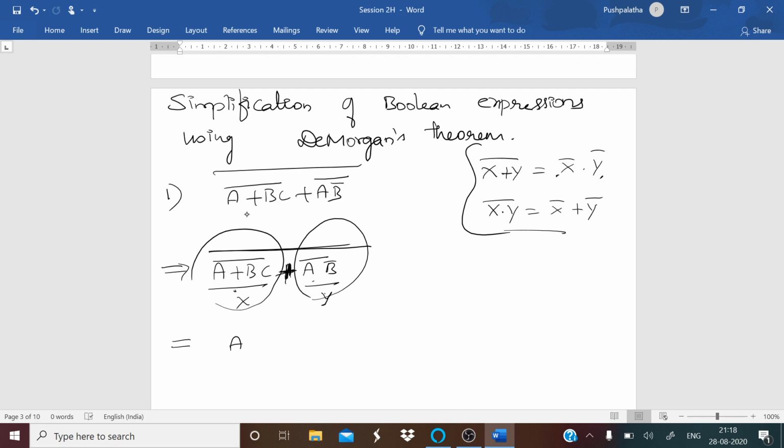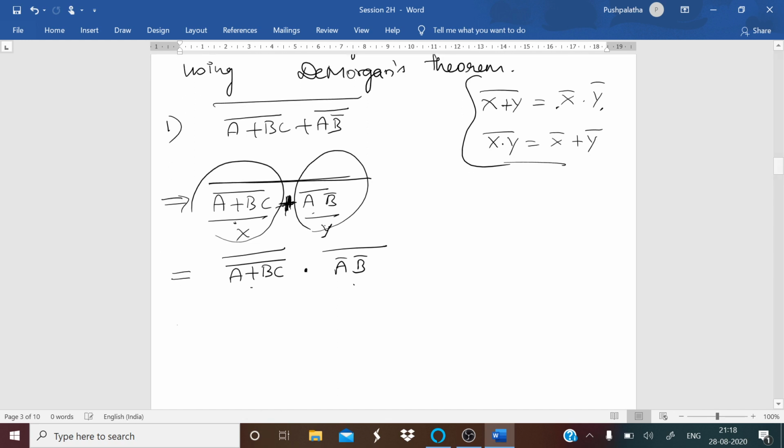So what is the value of x now? a plus bc the whole bar. You have got one more bar here. Plus becomes into, so y bar. What is y? a bar b bar. Okay, this is your x bar into y bar now. Similarly, you can directly write here, if you know the involution law, that x double bar is equal to x, right? So a plus bc the double bar will be equal to a plus bc.